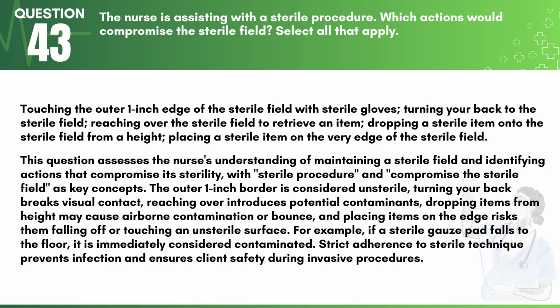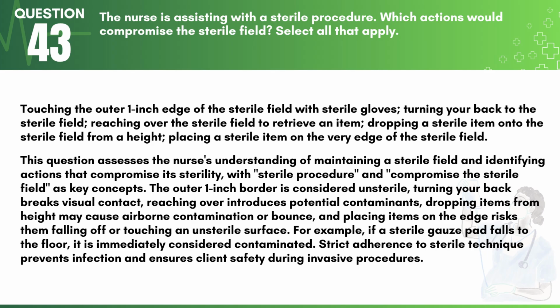Answer. Touching the outer 1-inch edge of the sterile field with sterile gloves, turning your back to the sterile field, reaching over the sterile field to retrieve an item, dropping a sterile item onto the sterile field from a height, placing a sterile item on the very edge of the sterile field. This question assesses the nurse's understanding of maintaining a sterile field and identifying actions that compromise its sterility, with sterile procedure and compromise the sterile field as key concepts.